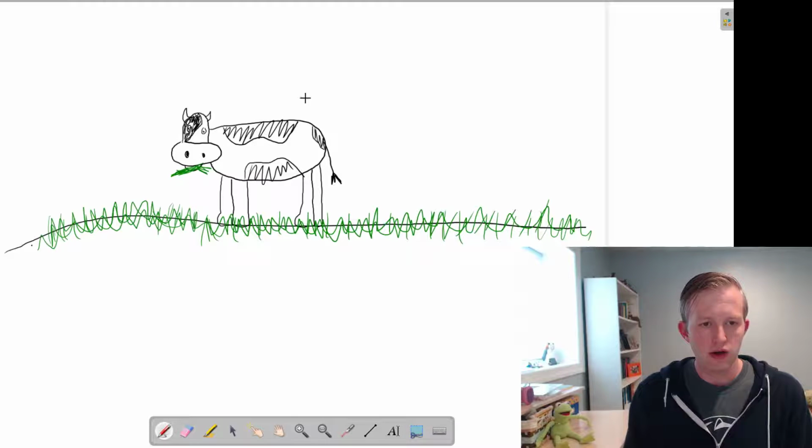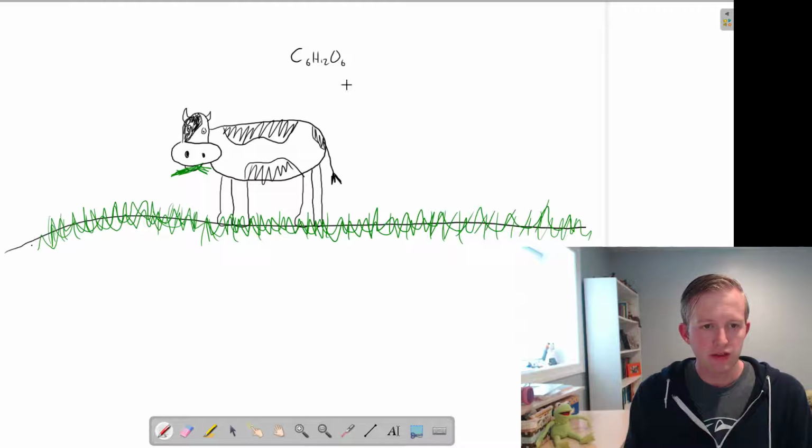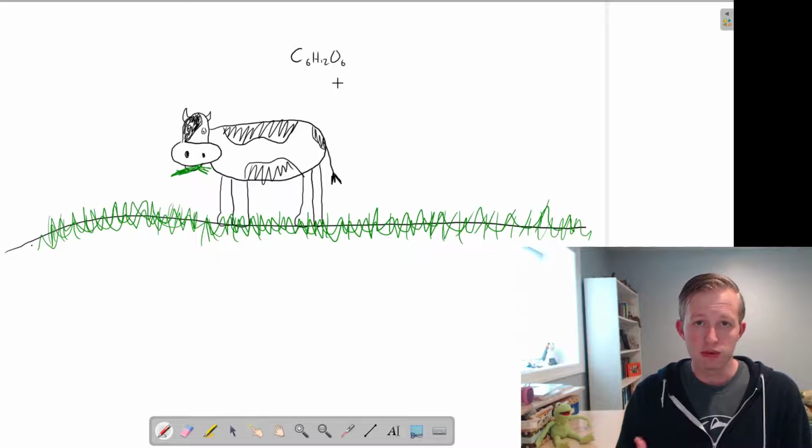So here we have a cow, and this cow is taking in food, which I'm just going to call glucose because it's C6H12O6. Now, obviously, the grass that a cow eats is a little bit more of a complex carbohydrate, but the cow's digestive system will break that down and take it in to the cells in its monomer form. So we have glucose. The other thing that the cow needs to do in this process is breathe.